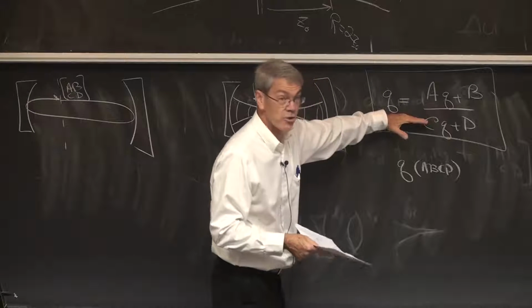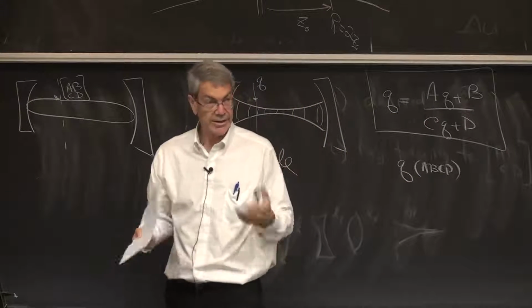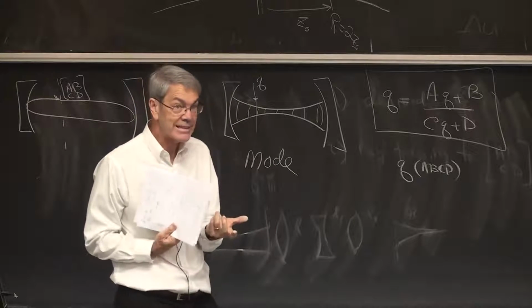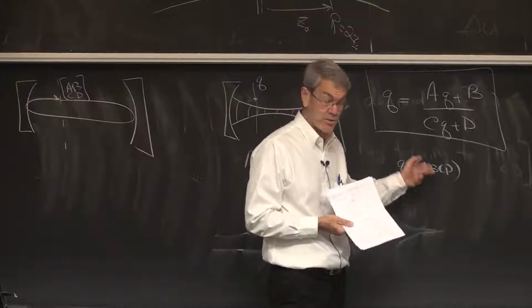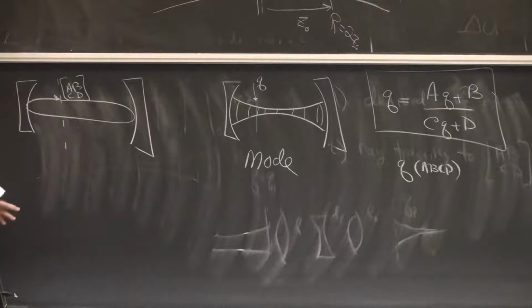This is now an equation we can solve for Q in terms of ABCD. And so now when I build my cavity, I'm choosing all these dimensions, so I'm in charge of ABCD. I will choose ABCD to give me what I want. So that's how you as the designer can create the mode, the shape, the focus, all that kind of thing.